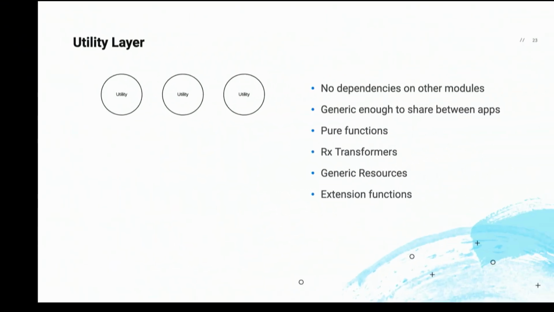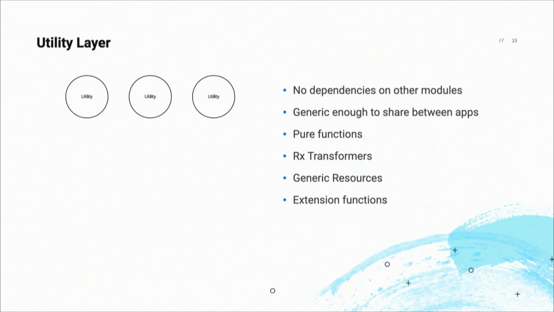And at the very bottom is the utility layer, and these have absolutely no dependencies outside of the Android framework. They don't depend on any other modules, and they're super generic. It's where we keep pure functions, our RX transformers, generic resources like styles that we use across all of our product lines, and extension functions all live down here.